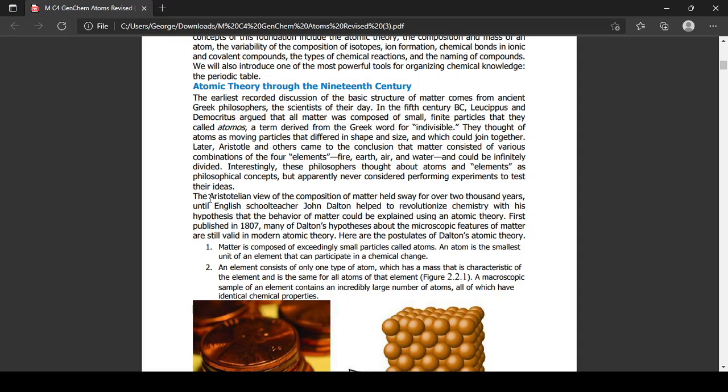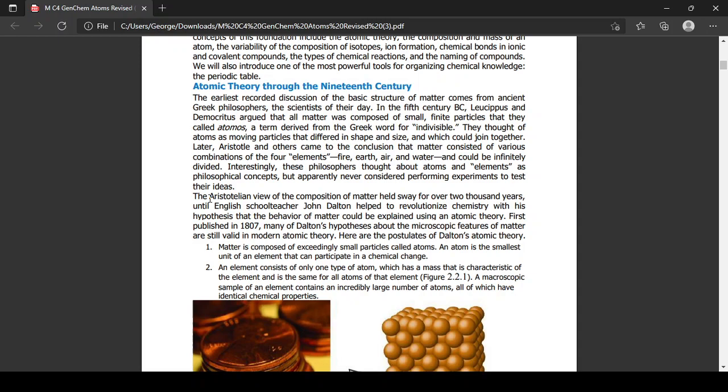Again, our word atom comes from the Greek word atomos, which means indivisible. That is where the word atom comes from. Later, Aristotle and others came to the conclusion that matter consisted of various combinations of the four elements. These are your fire, earth, air, and water, and could be infinitely divided.